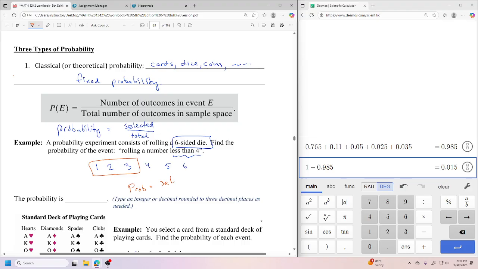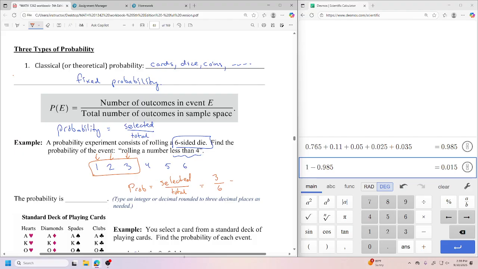Probability is, again, selected over total. How many did I actually select? 3 out of, and you just said it's 6. 3 out of 6. 3 selected, 6 total. So yeah, it's just like elements, I guess you can say. 3 different elements. Very good.